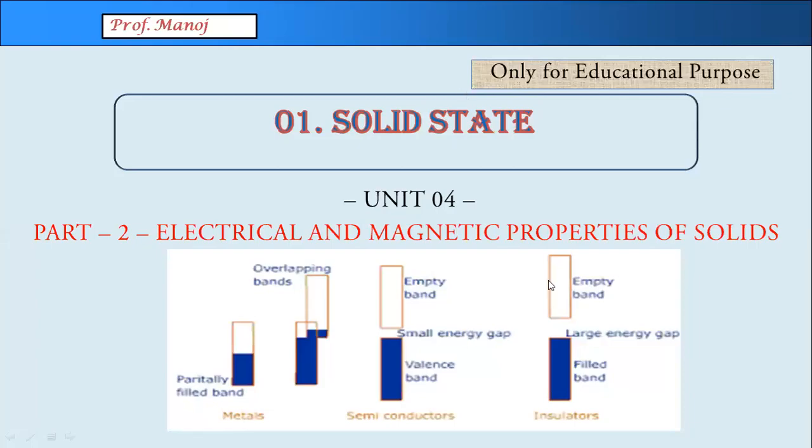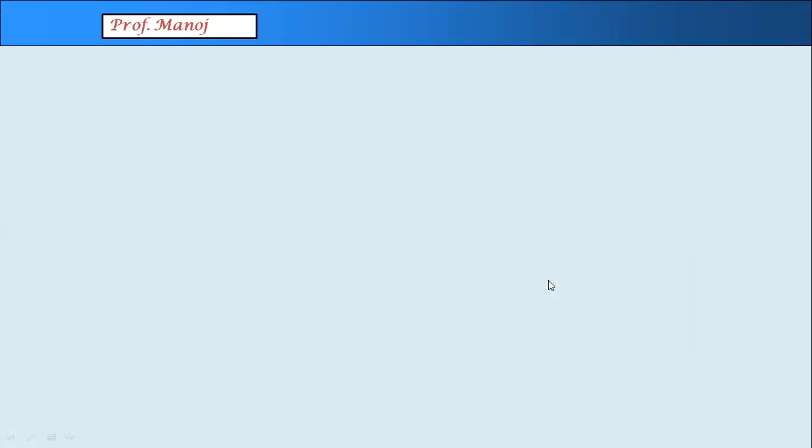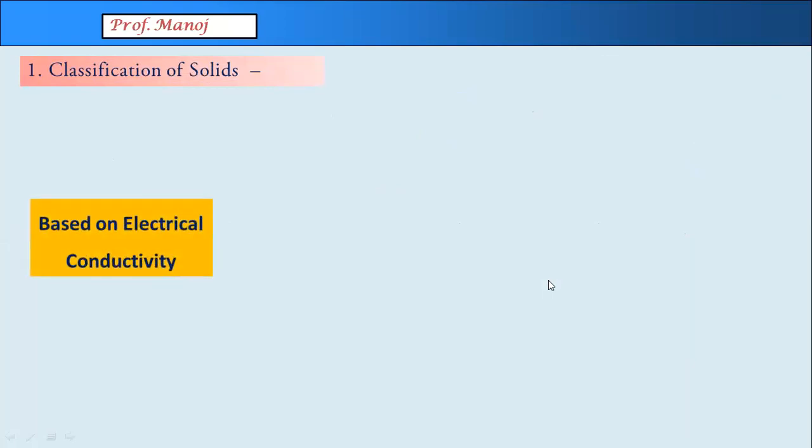Now, this is the last section, which is kind of an application or the properties of solids we are going to study. More correctly, we will be studying the electrical and magnetic properties of solids. In this particular section, first we will start, of course, with electrical properties. We can classify solids on the basis of their electrical conductivity.